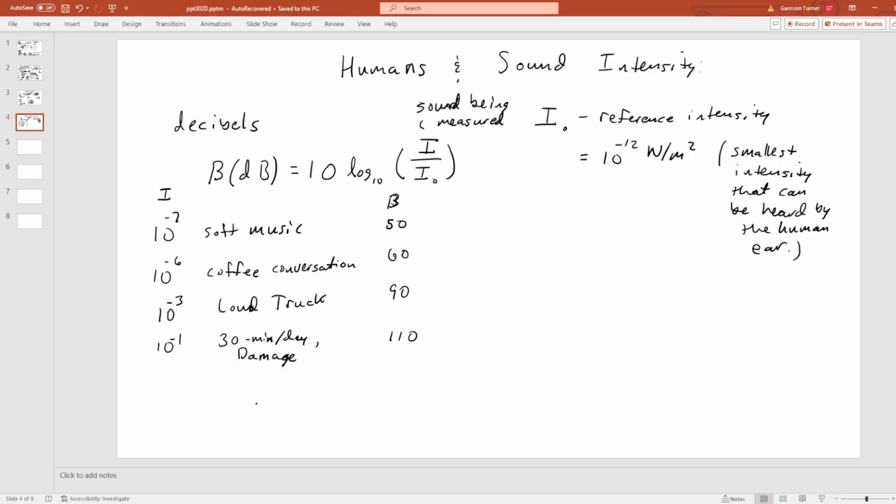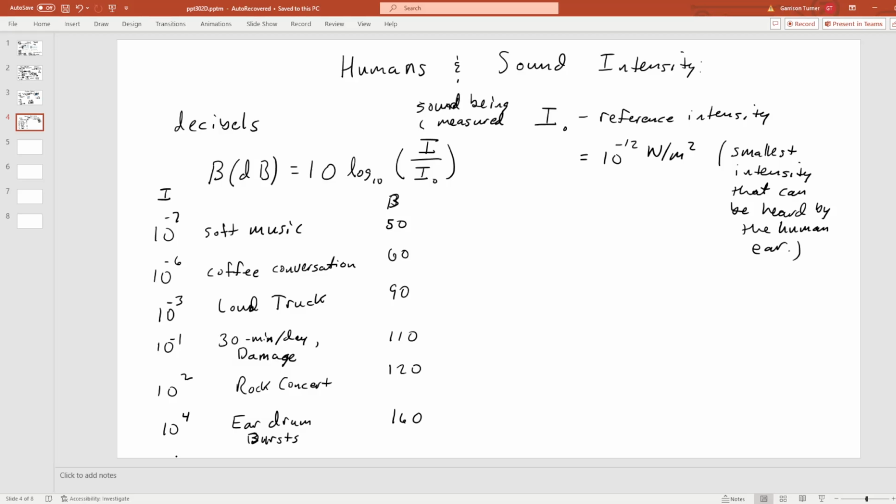So if you go to a really, really loud rock concert, that's about 120 decibels. And your eardrums will burst at about 160 decibels. By the way, your rock concert is about 10 to the 2, and your eardrum bursting is an intensity of about 10 to the 4.